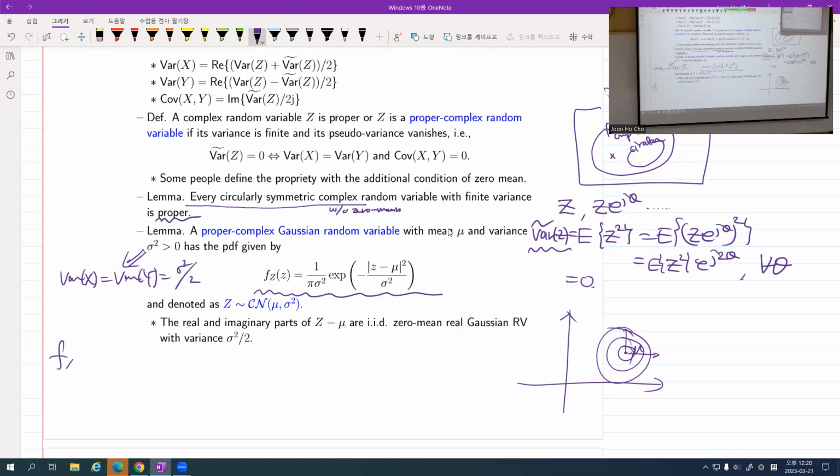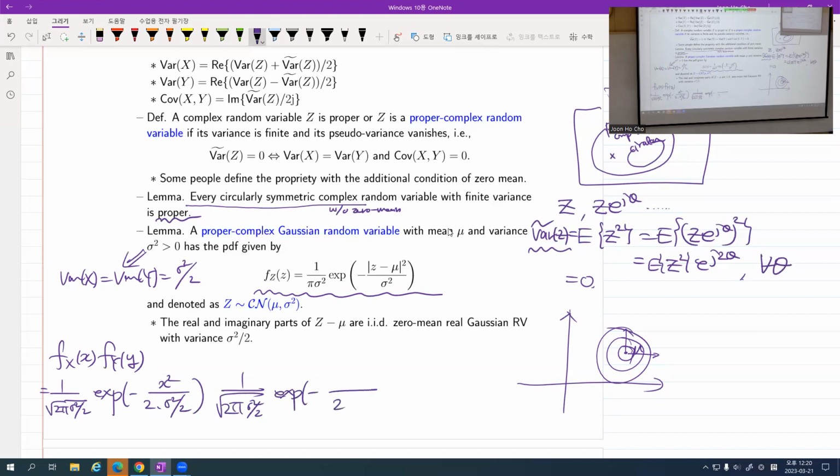And what about the density function of x? What about the density function of y if they have zero mean? 1 over square root of pi sigma squared over 2, e to the negative x squared over 2 times sigma squared over 2, and you have the same for y. If mean is zero, right? What does that mean? Here, you have the same thing, and you have square root of pi sigma squared. Okay, not a typo. This is not a typo.